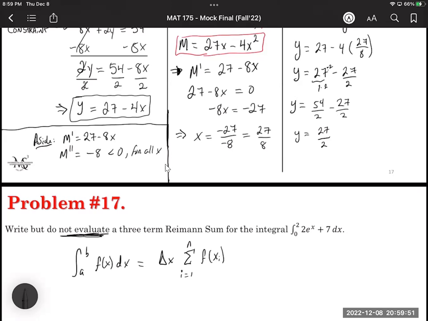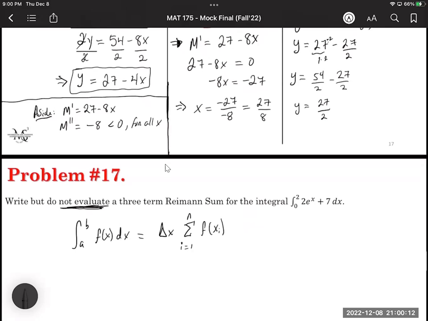In other words, you're taking the sum of n rectangles to compute an area under a curve, right? The sum of the area of those rectangles gives you a good approximation of the area under a curve. The delta x here is the width of the rectangles.